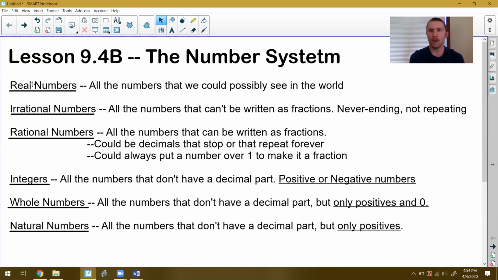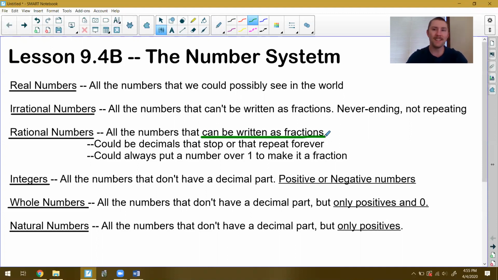The first one is irrational numbers, and the opposite of an irrational number is a rational number. So the real numbers get split into irrational on one hand and rational on the other. The difference is, rational numbers can be written as fractions. A rational number is a number that can be written as a fraction.